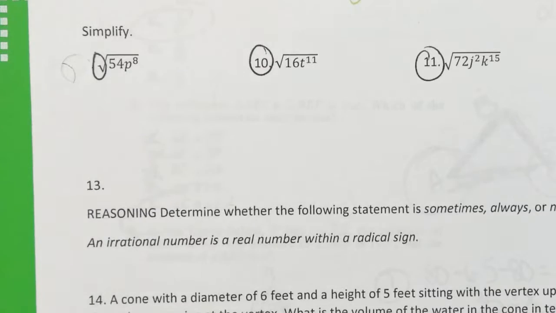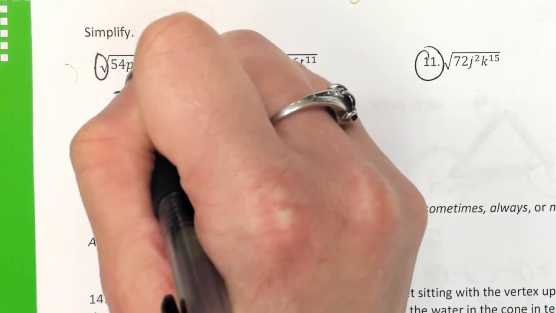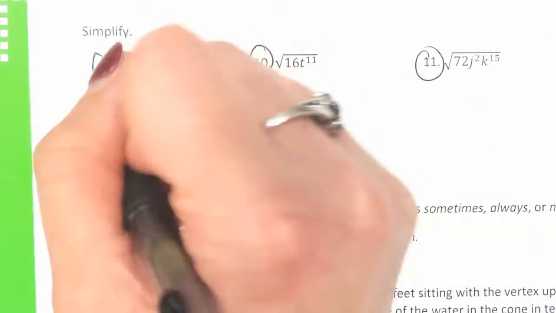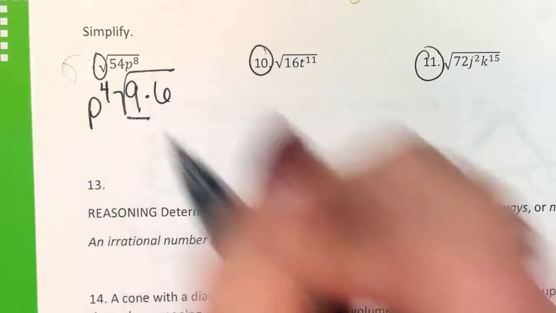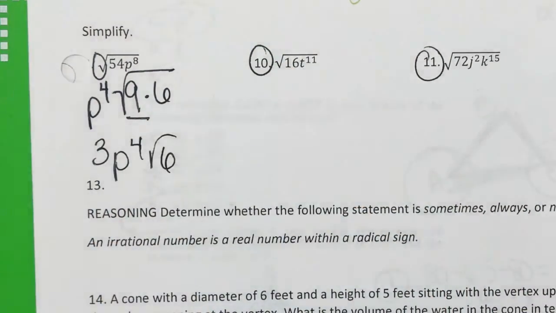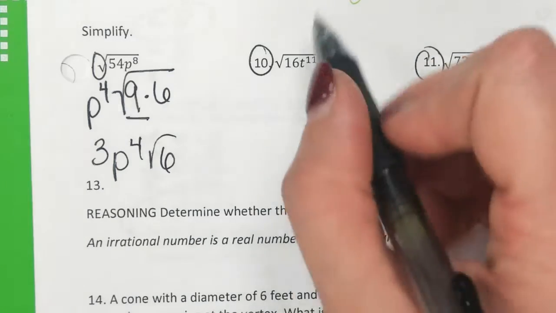All right, 54. How do you break that up? 9 times what? 6. 9 times 6. There you go. All right, what about p to the 8th? P to the 4, and it gets to come out as p to the 4, right? 9 gets to come out as 3 times square root of 6. There you go.